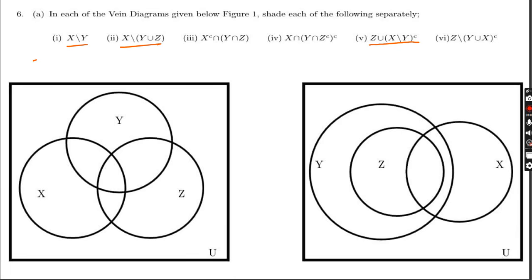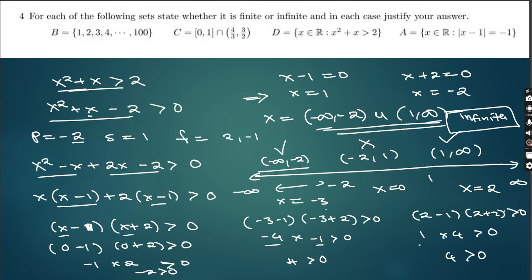So what is this? x, the relative complement of y, is the same as x minus y. They are telling us to shade set x. As you can see, our set x is this. This is all about our set x.